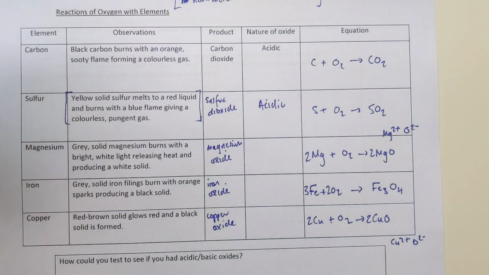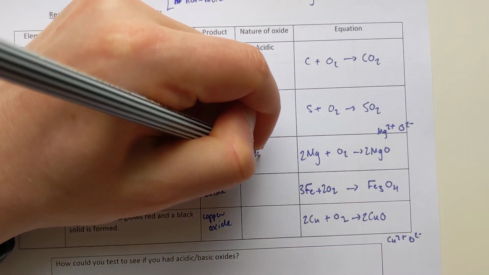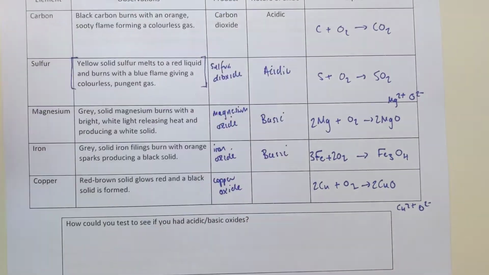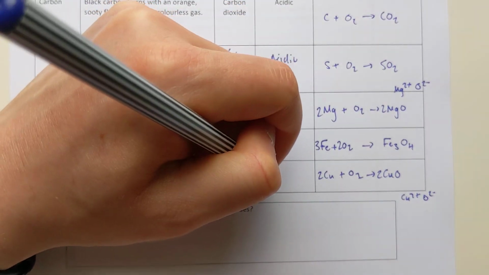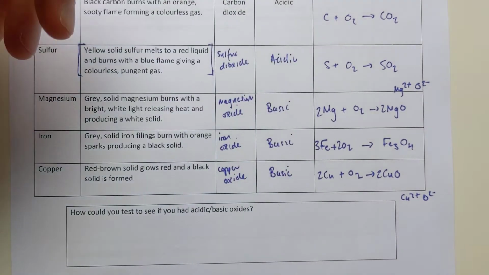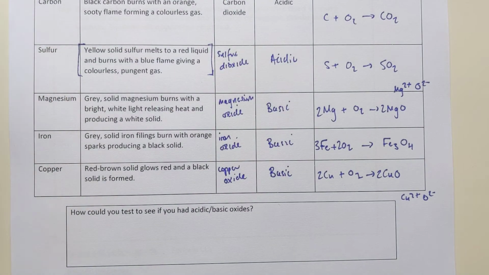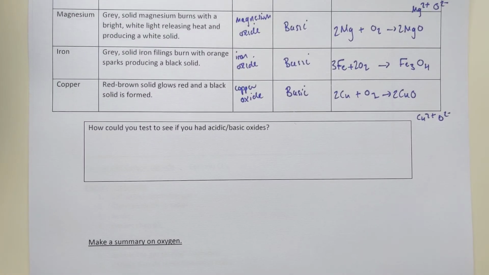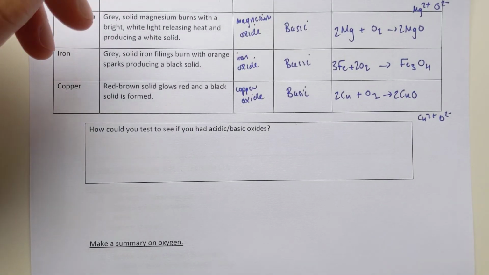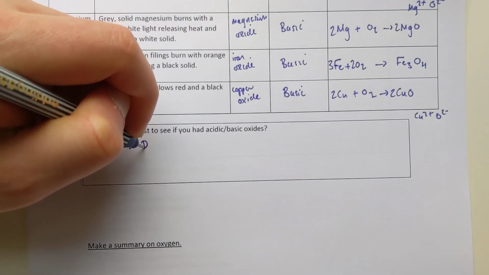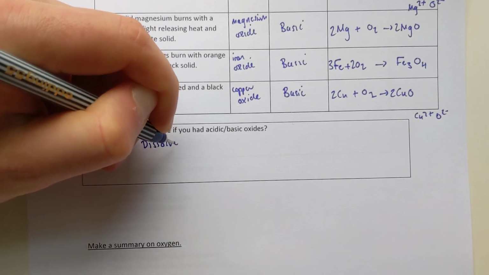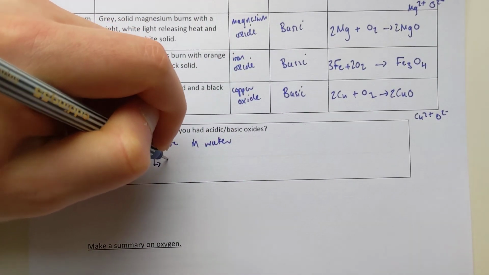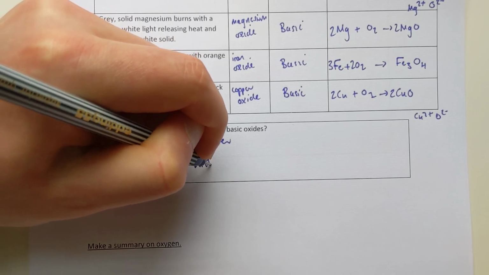Magnesium oxide is a basic metal oxide, so basic. Iron oxide is also a metal oxide, so it'll be basic as well. And copper oxide is also a metal oxide, so it'll be basic as well. So metal oxides are always bases in water, non-metal oxides are always acidic in water. Little extension question here, how could you test to see if you had acidic or basic oxides? Not too complicated, all you do is dissolve them in water, because that's actually proving if they are acidic or basic. And test with a universal indicator and just check the pH.